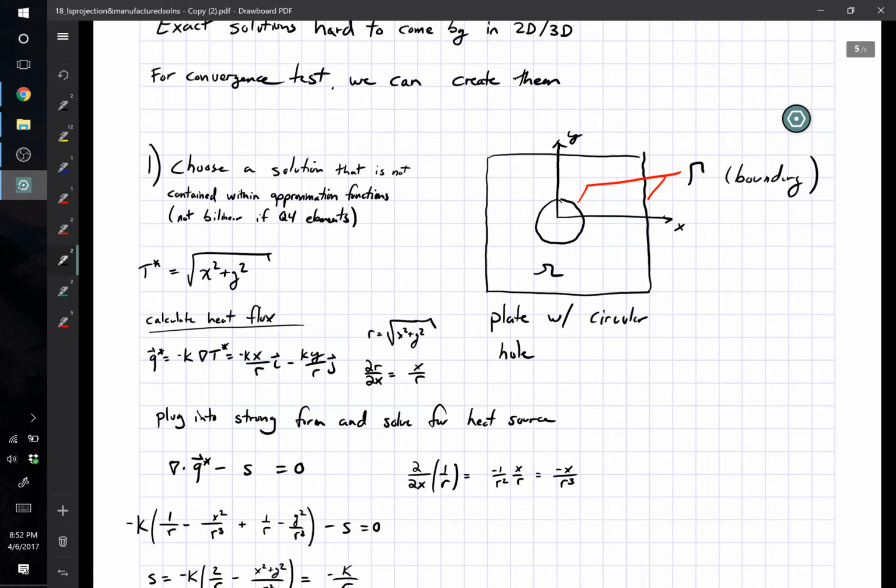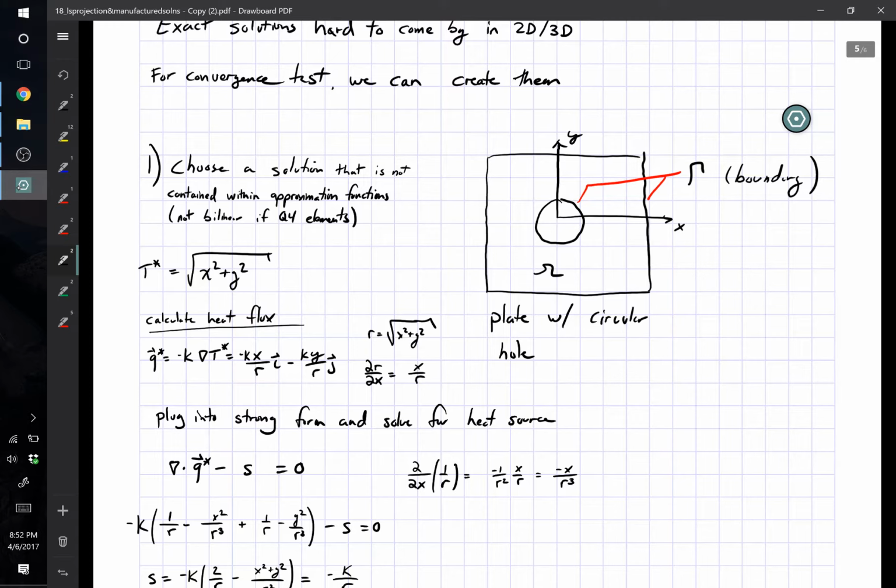Now it's important that we choose a solution that's not contained within the approximation function space. That means that we don't want to pick a function that's going to be represented by the shape functions exactly, because then we wouldn't see any convergence. So in this case, we'll take something relatively simple.